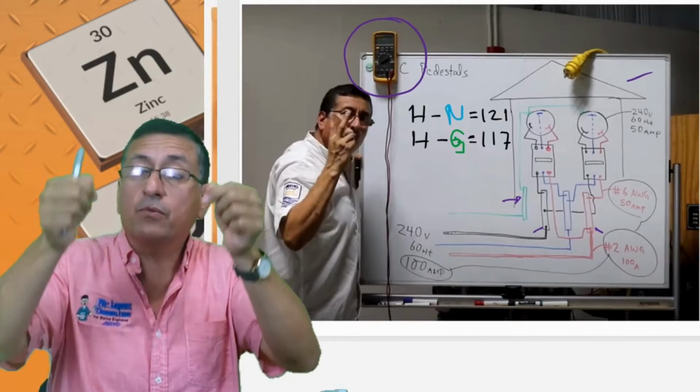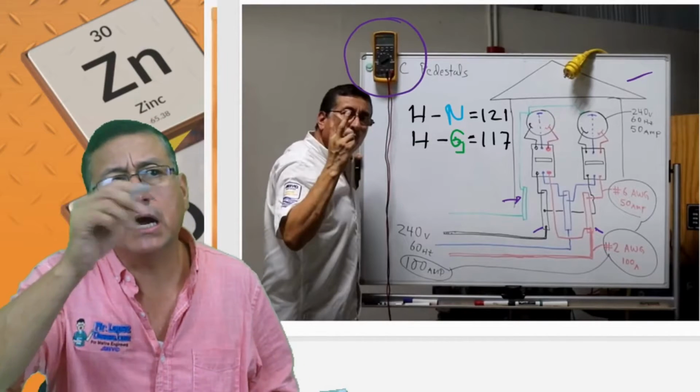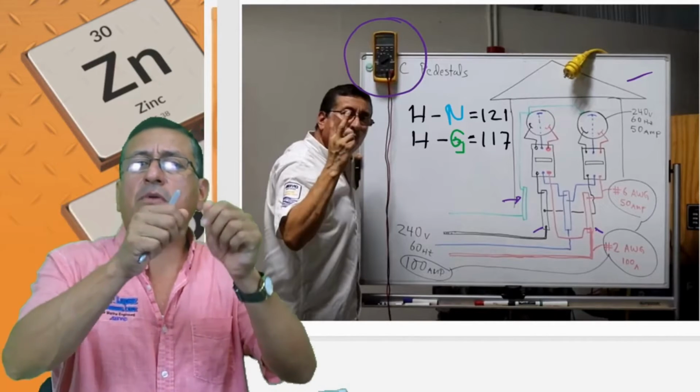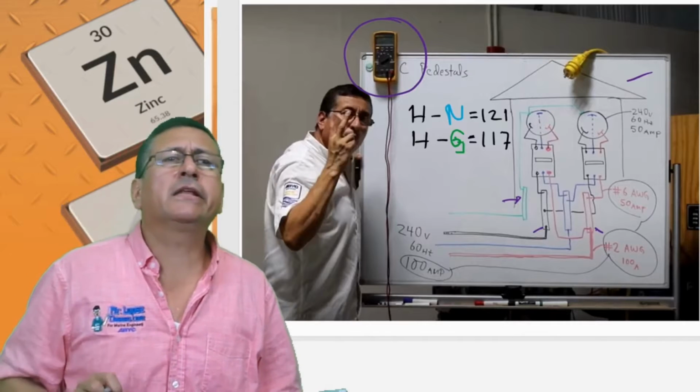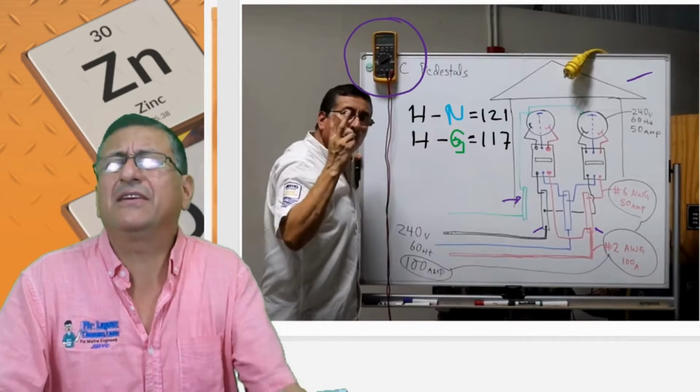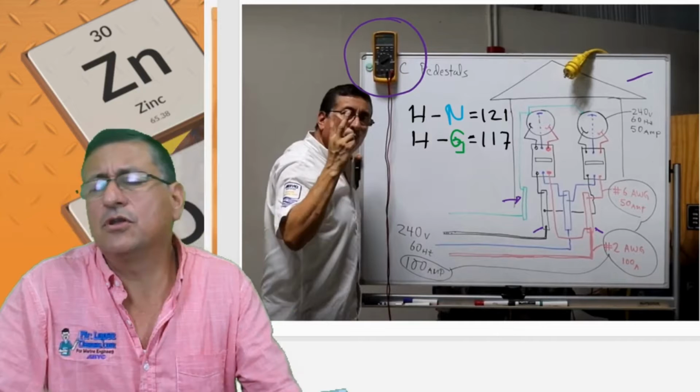You take the reading in between hot and neutral. Okay, 120. In between hot and ground, 119.7. That difference is 0.03. That's normal.